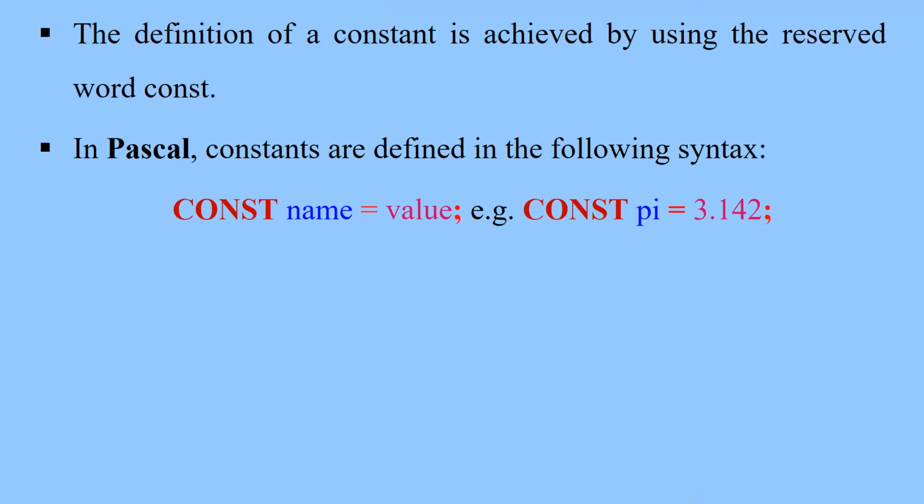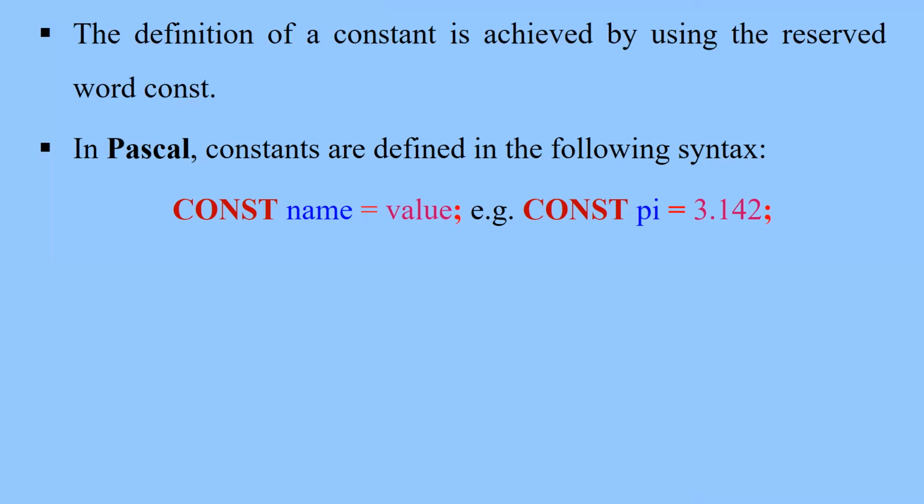assign the memory location called pi. I repeat, assign 3.142 to the memory location called pi, whose value will not change during program execution.